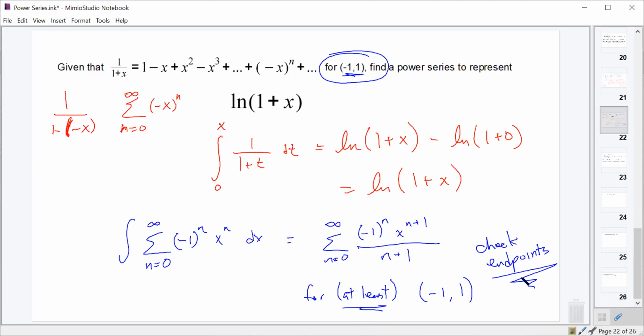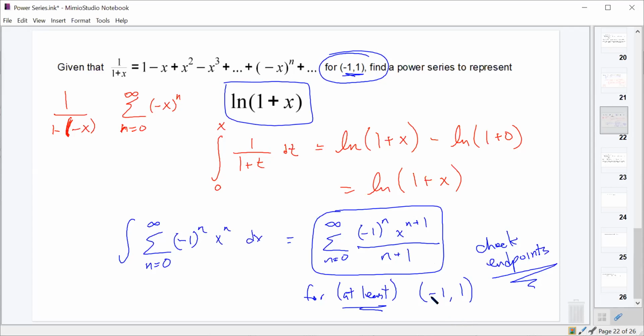So when we say check at the endpoints, what are these values? These -1 to 1 values are representing what? They are the values of what variable? Right, they're the values of x, right? They're the values of x for which this series is a representation of this function.